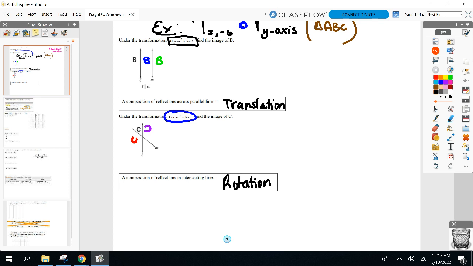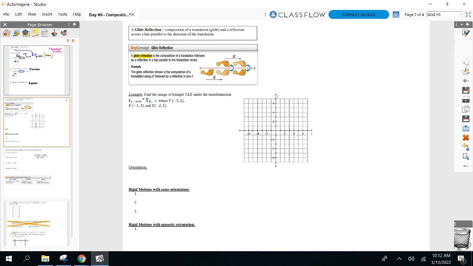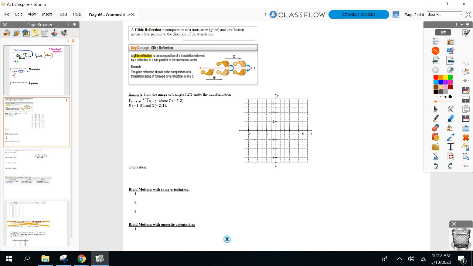One more I got to talk about. And that is called a glide reflection. Glide reflection. It's got the word reflection in it. What do you think glide represents? Out of the transformations we've talked about, 3 of them, what do you think glide's the most closest to? Luke? A translation. So this is going to be a translation and a reflection. Order doesn't matter. What's it look like? You're about to find out.